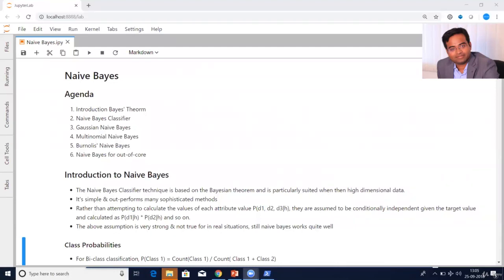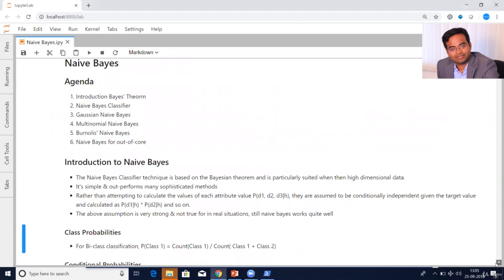Today we'll be discussing naive Bayes. The agenda will be as follows. The first part would be an introduction to Bayesian theorem, a little fundamental around it. Then naive Bayes classifier, Gaussian naive Bayes, multinomial naive Bayes, Bernoulli naive Bayes. Then we'll be getting into naive Bayes for out-of-core training.